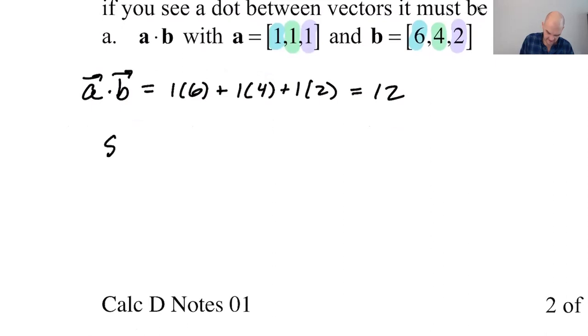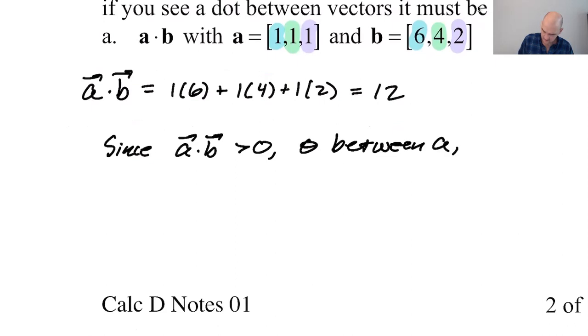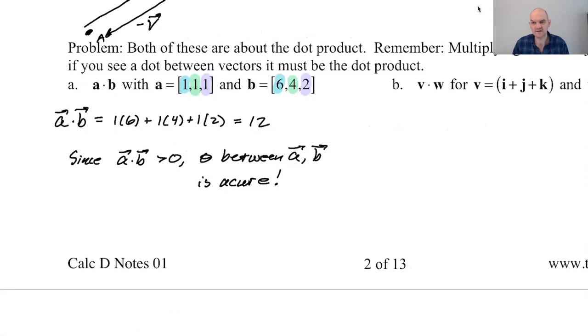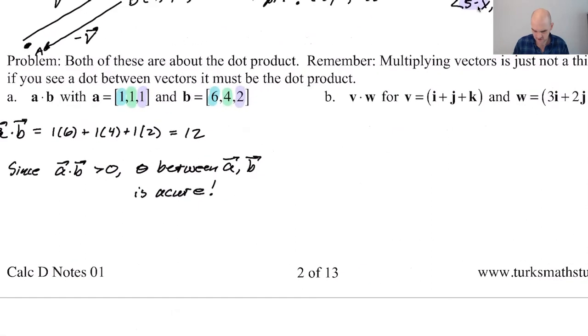I know since a dot b is greater than 0, the angle between a and b is acute. That's one of the things that I know because of that. So that's just something to keep in mind. We're not really talking about it yet, but we should be.